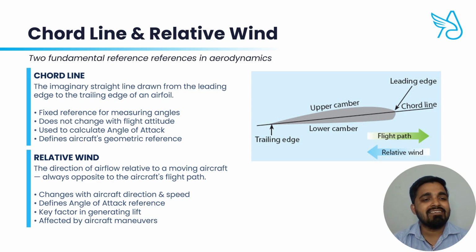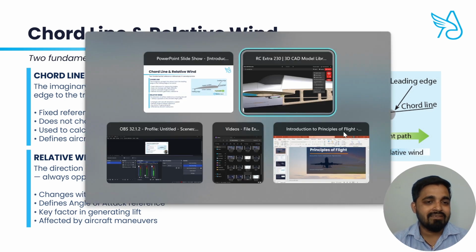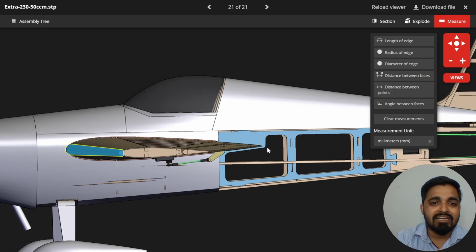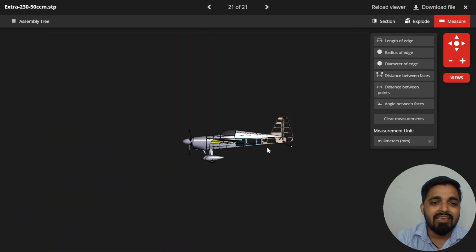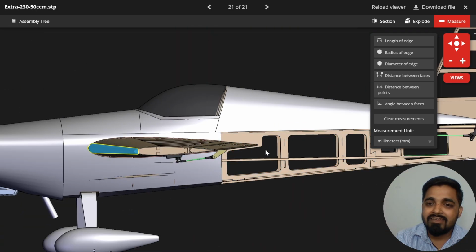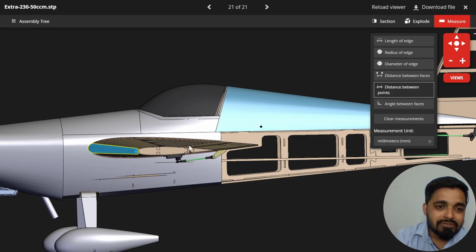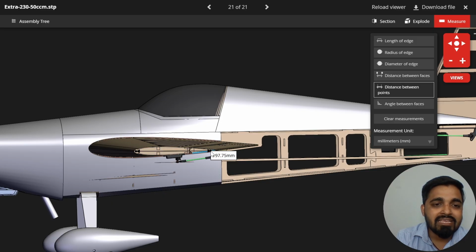So first, let's understand what the chord line is. This is the 3D model of the aircraft which I showed earlier while explaining the terms. Let me walk you through again what the chord line is. This is the front of the airfoil, called the leading edge, and this is the end of the airfoil, called the trailing edge. When we join an imaginary line between these two points, this line is called the chord line.